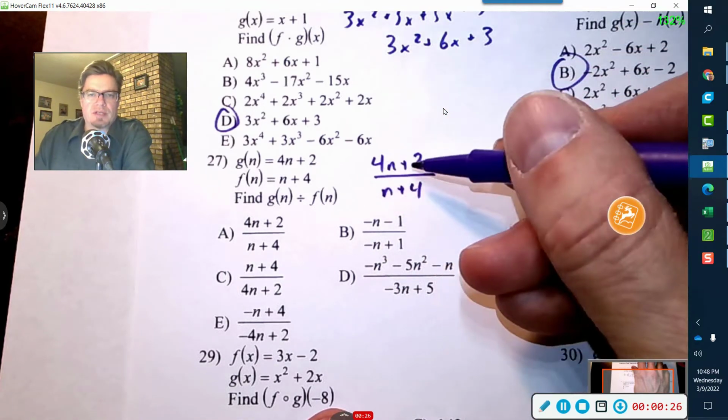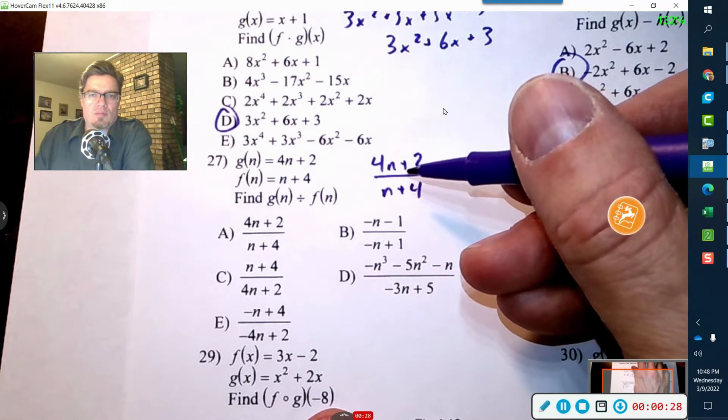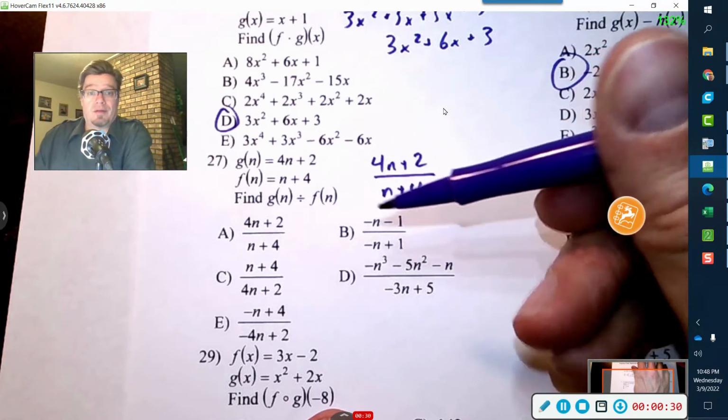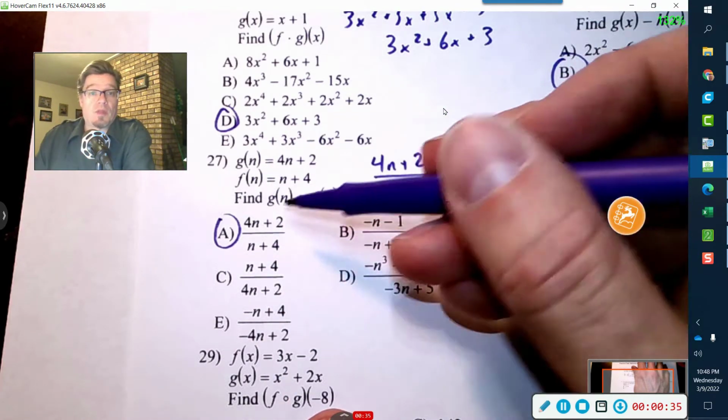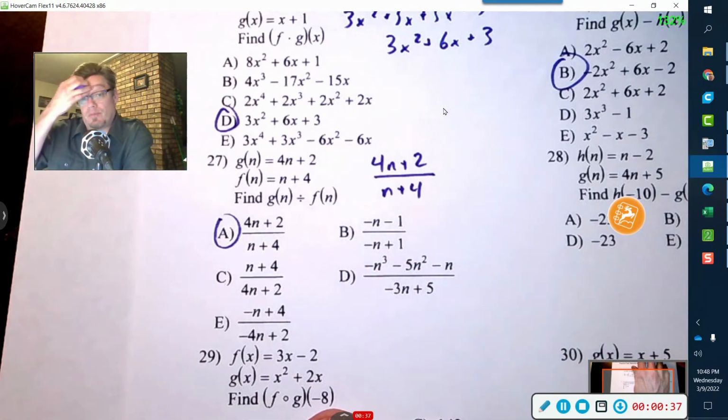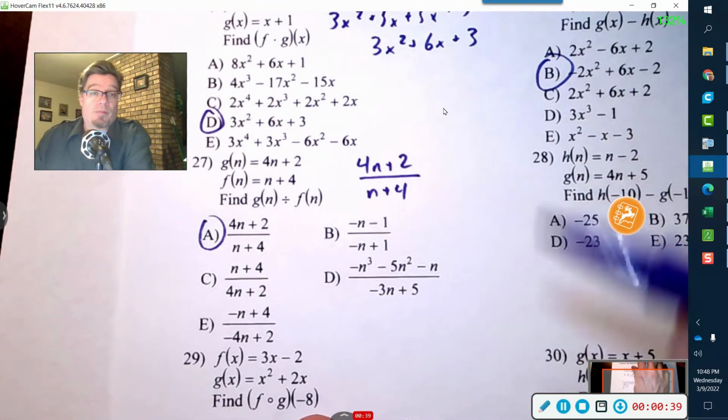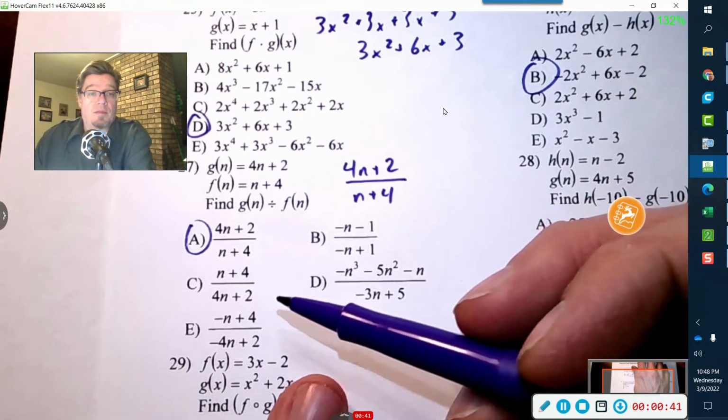Now you could take the GCF of the numerator, but it gets you nowhere. There is nothing else to do, and that's usually the case when you divide two functions. It's just normally what happens, so I wouldn't sweat it. That's kind of an easy one. I don't even know if that'll be on the test.